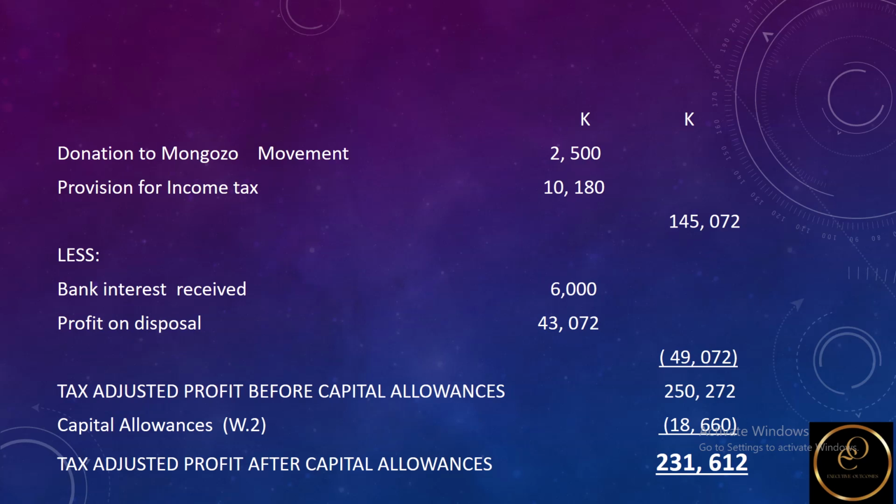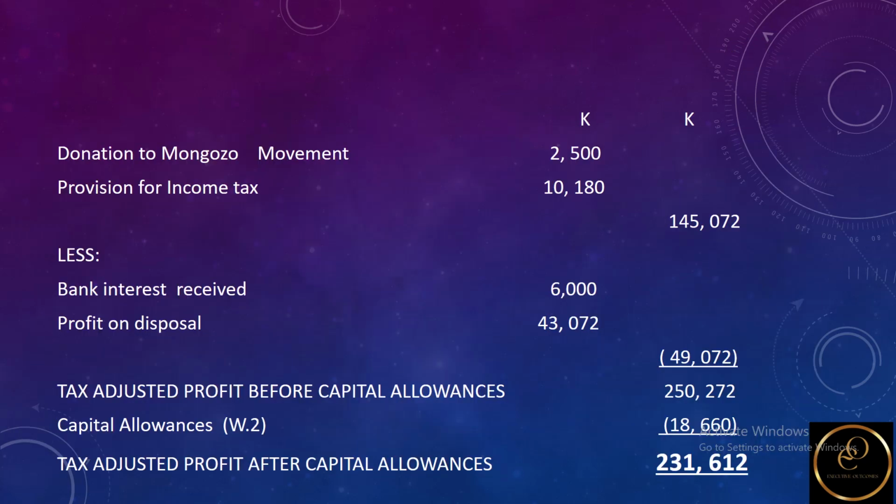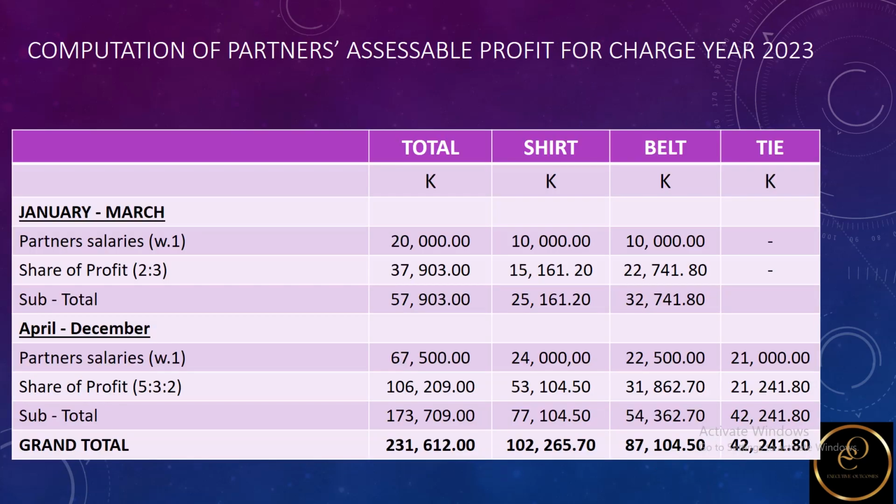So when we arrived at a tax-adjusted profit after capital allowances of 231,612, now it is time, I said, to calculate how much is going to be attributed to each partner. How are the partners going to share this amount so that they can be taxed? So I ended up looking at this particular calculation in this manner.